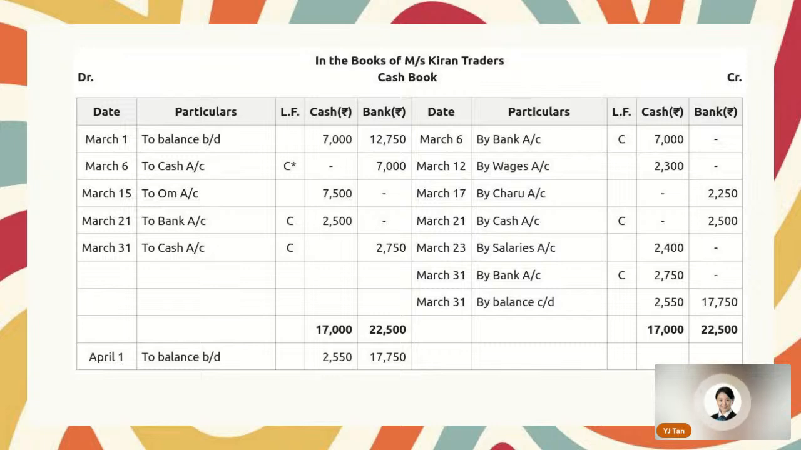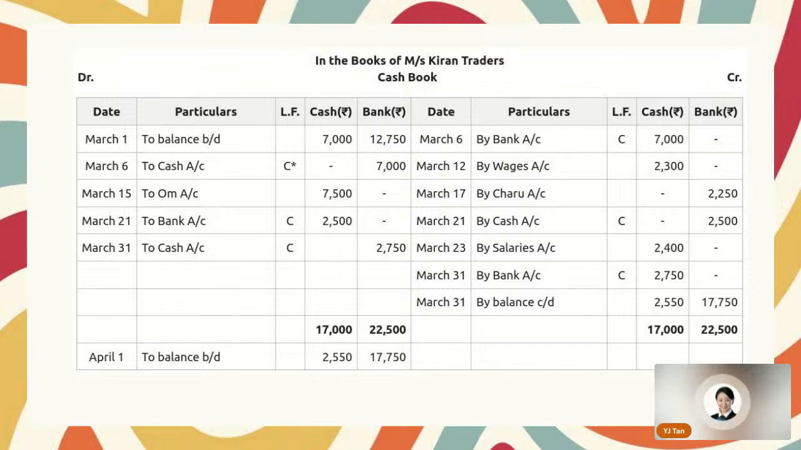So on the 6th of March, you can see that there is a cash debit. There is a bank debit of 7,000, and then on the right, on the 6th of March, there is a cash credit of 7,000. So from here we know that what happened is the cash reduced by 7,000 and the bank increased by 7,000.